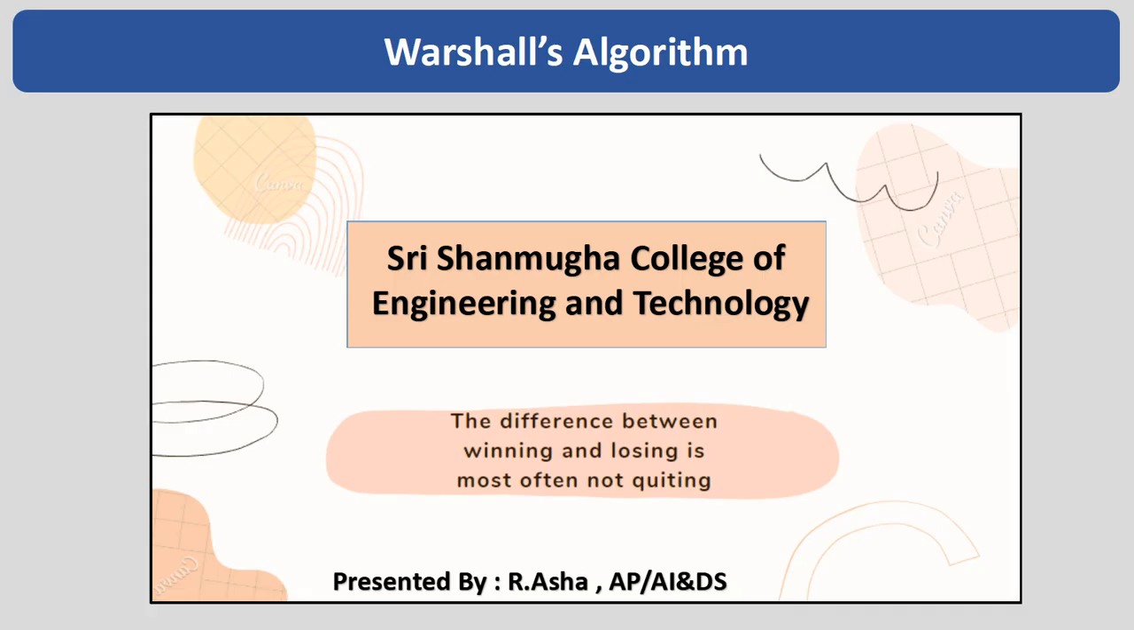Okay. So the common examples of this dynamic programming approach are computing a binomial coefficient, Warshall's algorithm, Floyd's algorithm, optimal binary search tree. Likewise, we have several. So in this video, we are going to see about Warshall's algorithm. Let's start.